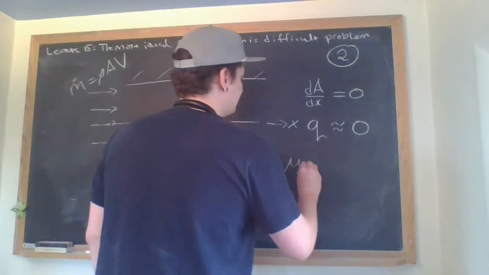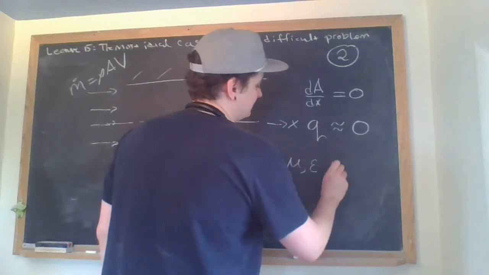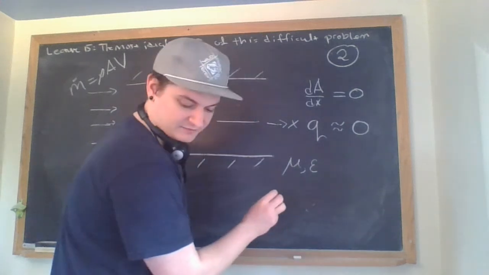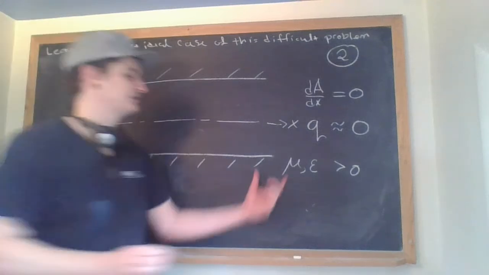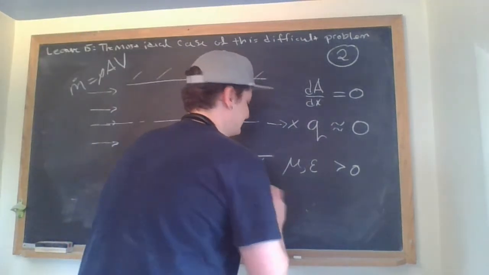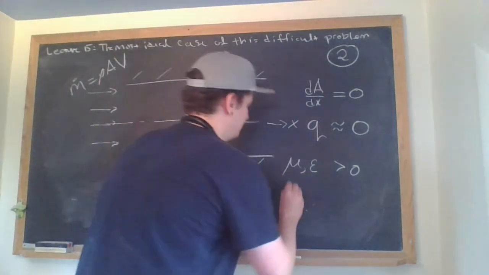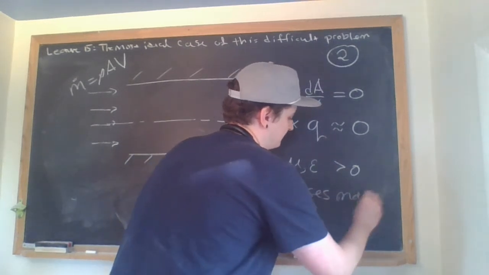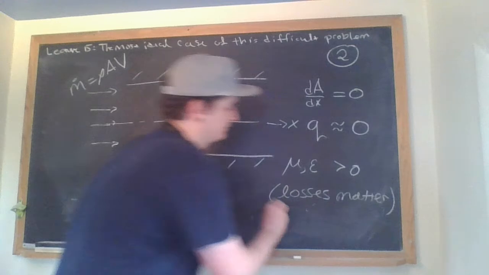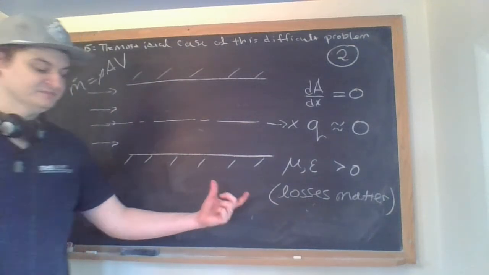But now this time, what do you have? Not zero, so greater than zero. So now this is where losses matter. So this is no longer isentropic. So sometimes losses matter in this case.